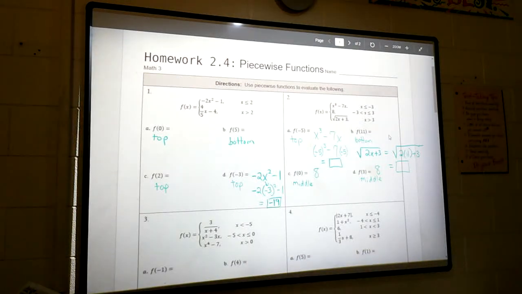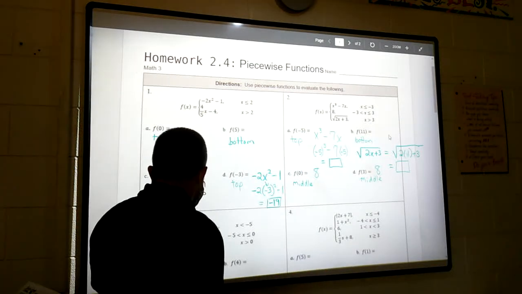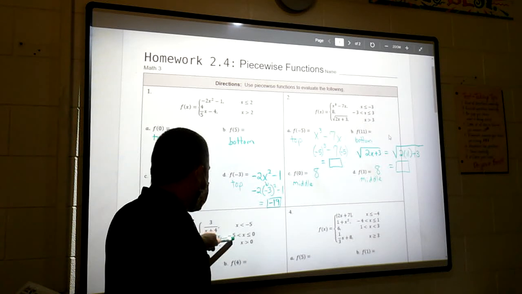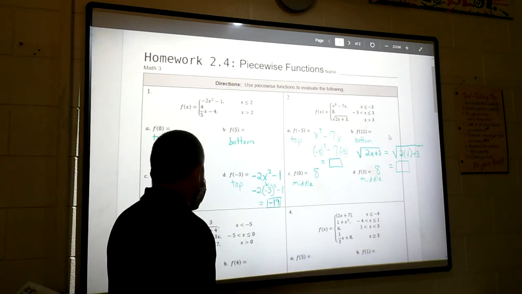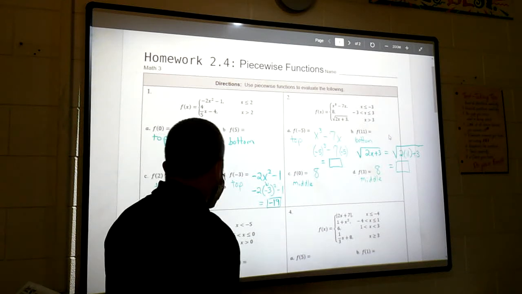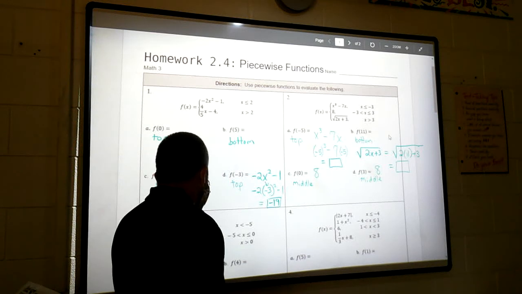All right. So in question number 3 and 4, you're doing the same thing. So f of -1 is between 0 and -5, so I know I'm using this middle equation. X squared minus 3x is the one I'm going to use. And everywhere I see an x, I'm going to plug -1 in parentheses.